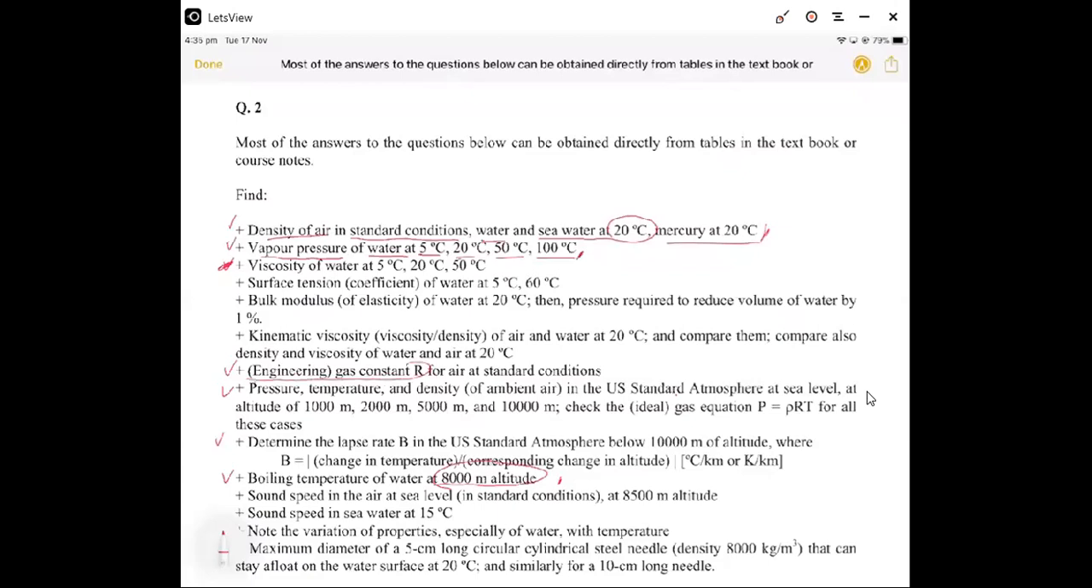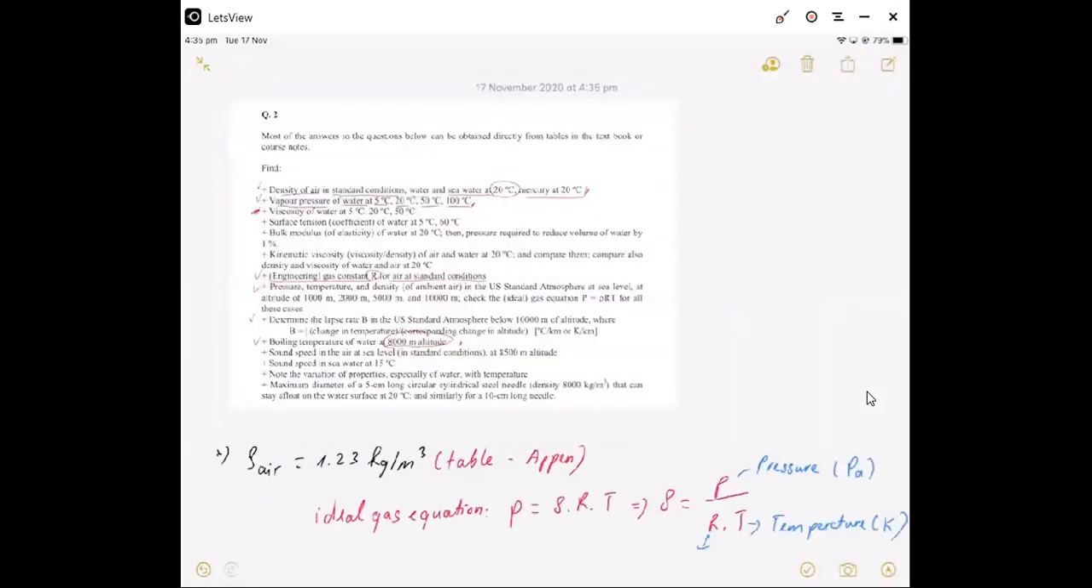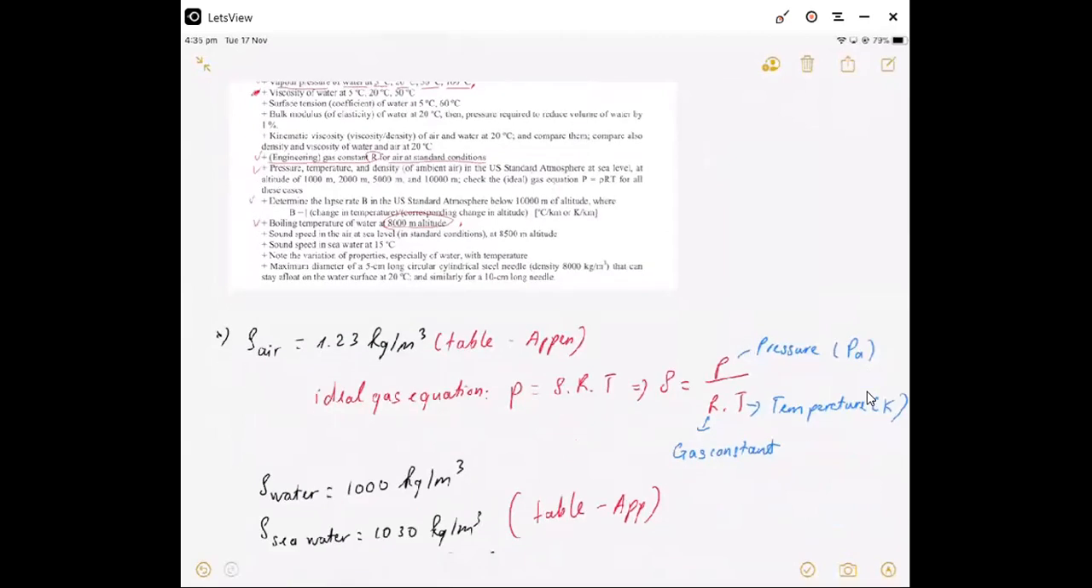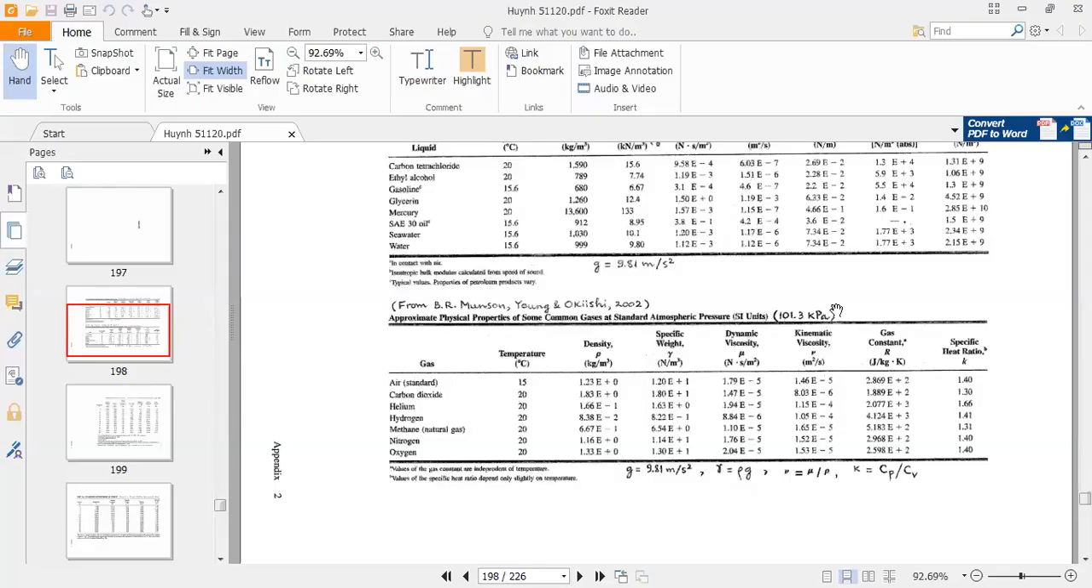Engineering gas constant R for air at standard condition. I mentioned R already in question 1. R is a gas constant, and this one is constant for one kind of gas. For example, it's constant for air. It's constant for argon, not mercury. Mercury is a liquid, not gas. And here you have some common gases.